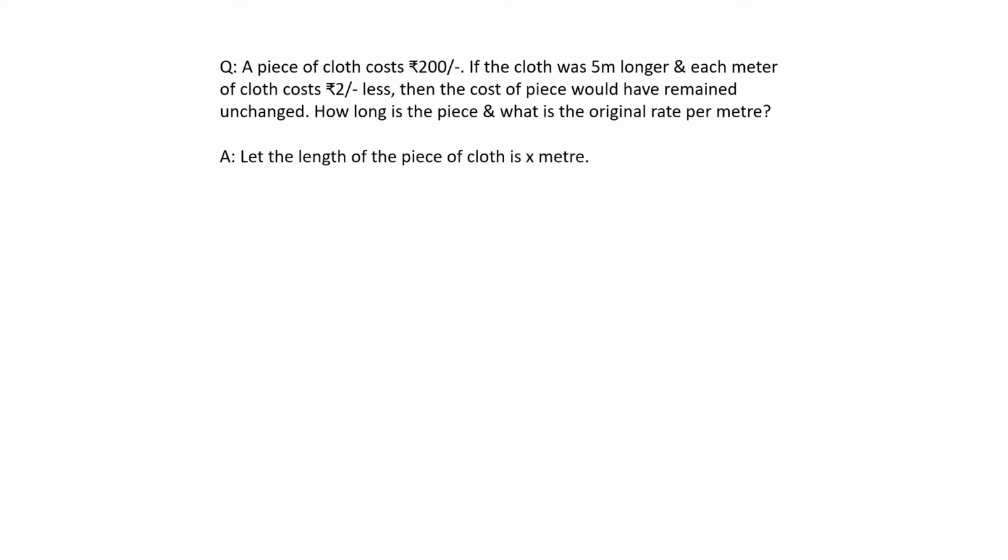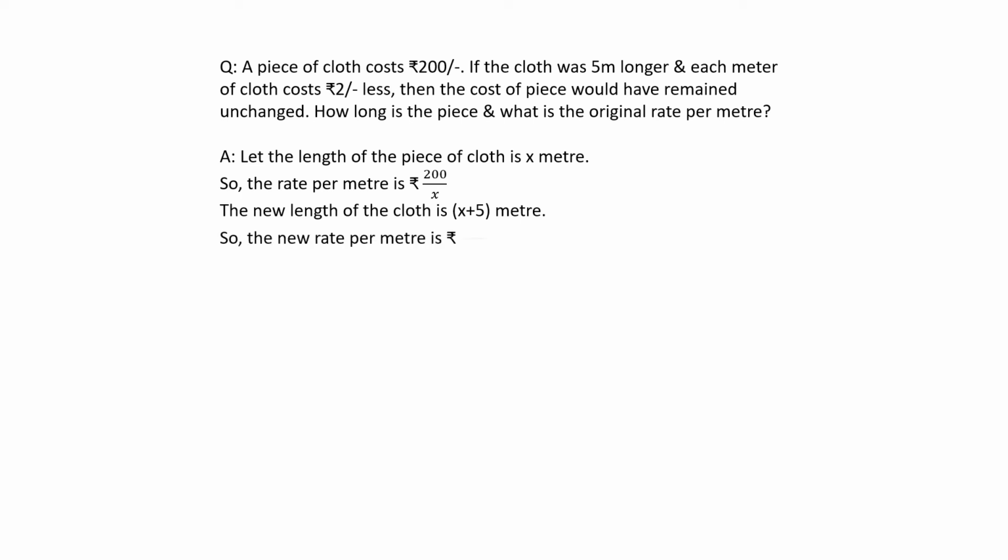Let the length of the piece of the cloth be x meter, so the rate per meter is 200 by x. Now the new length of the cloth is x plus 5 meter, so the new rate per meter is 200 by x plus 5. But it says the rate is rupees 2 less, and the cost of the piece would have remained unchanged. That means, according to the question, 200 by x plus 5 equals to 200 by x minus 2.